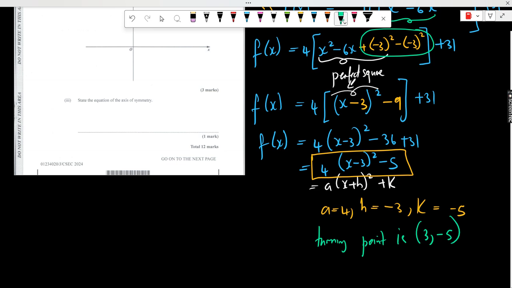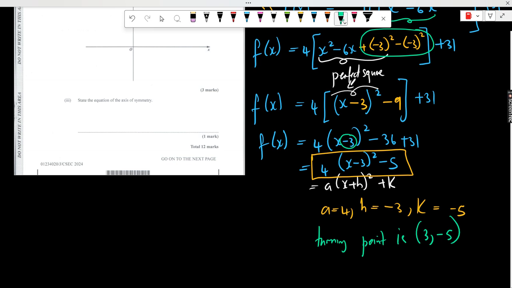Right? So once you express it in the form a(x plus h) all squared plus k, the x coordinate is whatever is being subtracted here. So that would be 3 is being subtracted. Therefore the x coordinate is 3. And of course, the y coordinate is the number outside, which occurs when x is equal to 3. So the turning point is (3, minus 5).